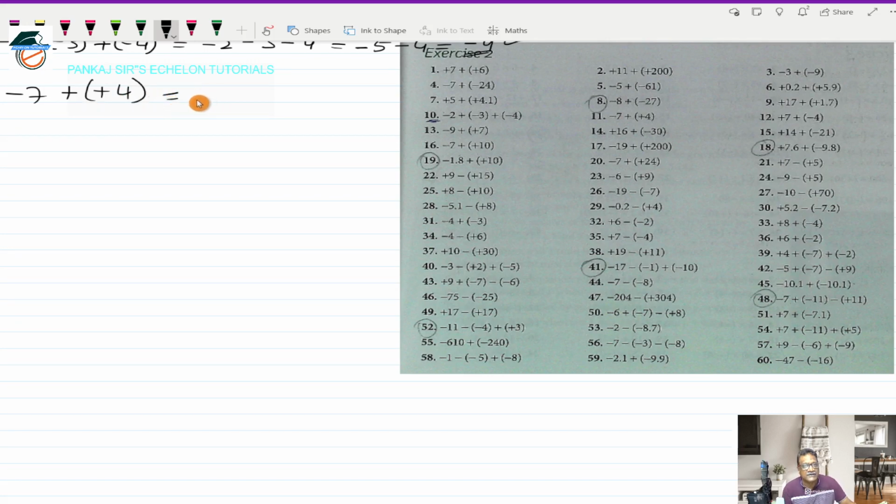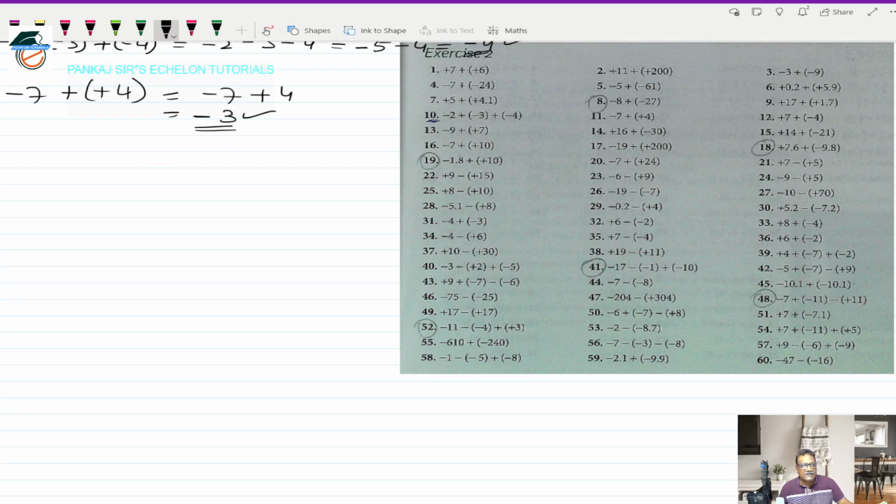As usual, we'll just remove the bracket, so it will be minus, plus into plus is plus, so minus 7 plus 4. Now these are two directed numbers with opposite sign, so the rule is you have to put the sign of the bigger number. The bigger number in comparison to 7 and 4 is 7, and the sign for 7 is minus, so I'll put a minus sign. Next, the rule says for opposite signs you have to take the difference of the two numbers, or rather subtract the smaller number from the bigger number. So 7 minus 4 works out to 3. So the answer will be minus 3.